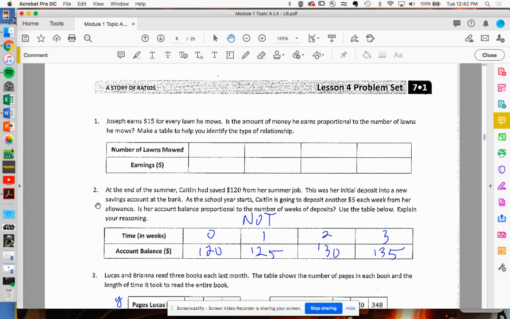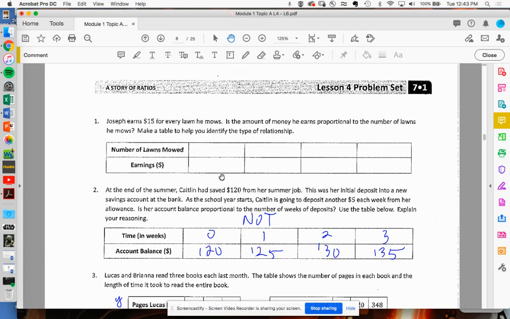Okay? So now, number 1 on page 39, the homework. If Joseph mows the lawn, how much money does he get paid? Nothing. $15. Every lawn he mows, which maybe seems unfair because are all lawns the same size? No, but he gets paid $15 no matter what. Is the amount he earned proportional?